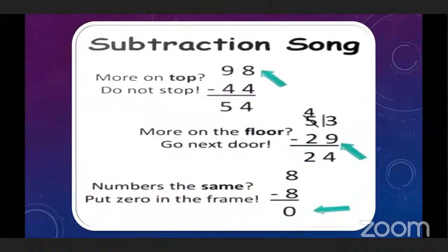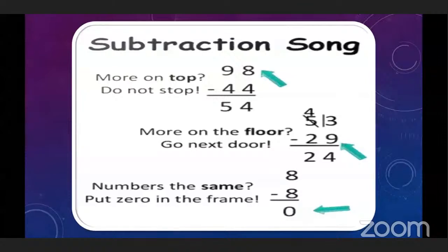But before that, I would like to show you something. Now you can see on your screen there is one song. I will read it for you. Just listen carefully and keep this song in your mind forever because it is very important and it will help you in future too, and you will get to know about subtraction. That is the subtraction song.